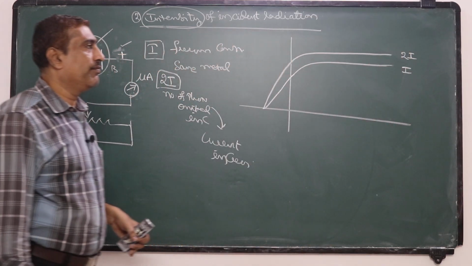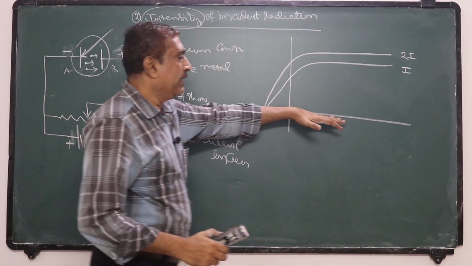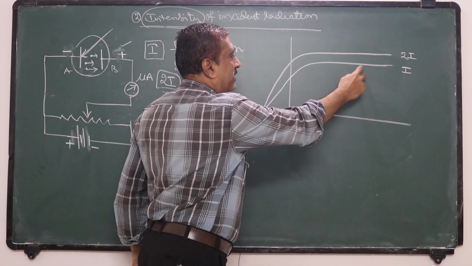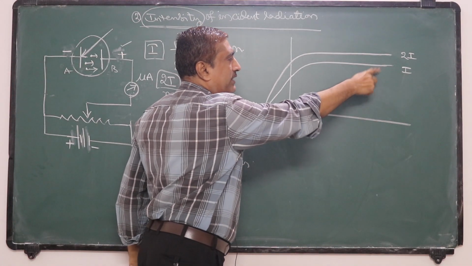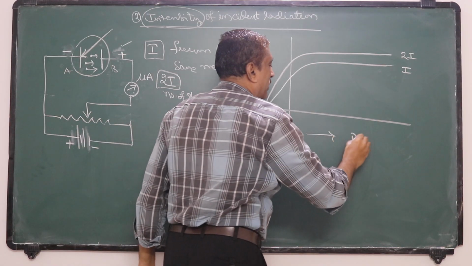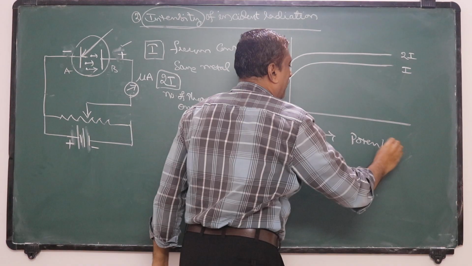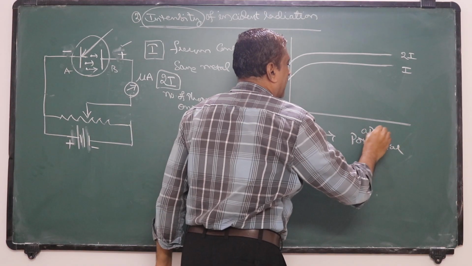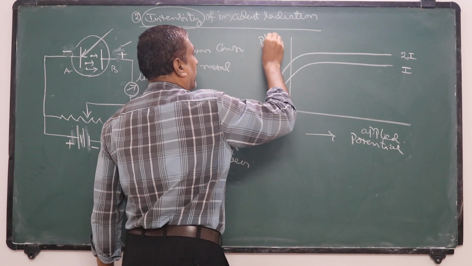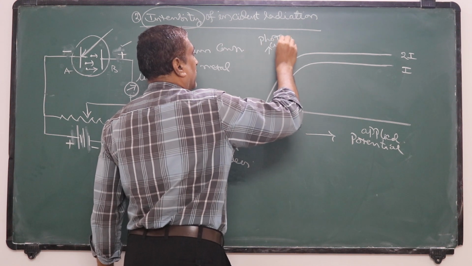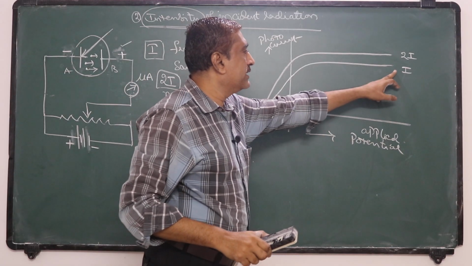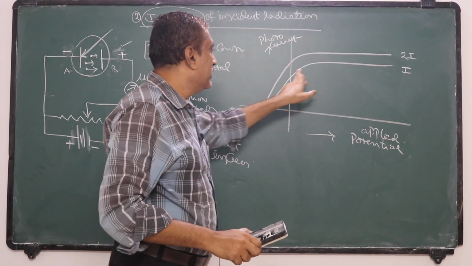Like this. That means the variation in the positive potential is similar to that of the previous case. Similarly, with the applied potential on the x-axis and photocurrent on the y-axis, now the graph: when the intensity of light is I, then the curve is this one.